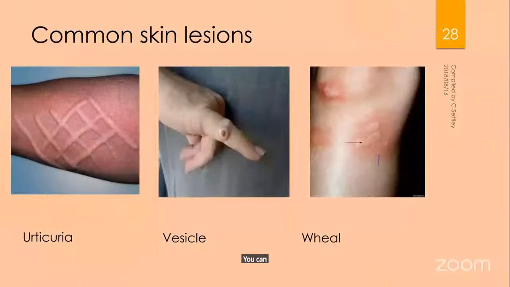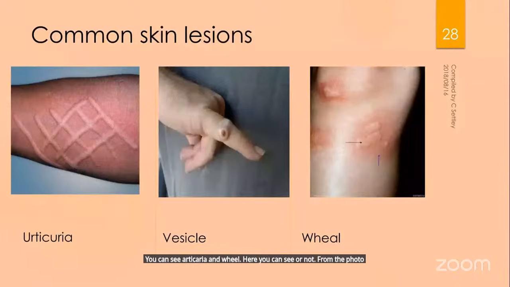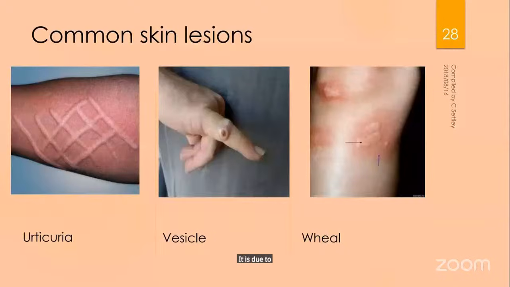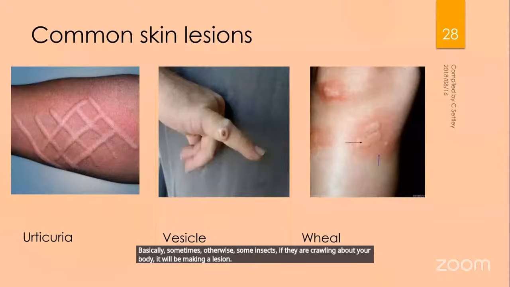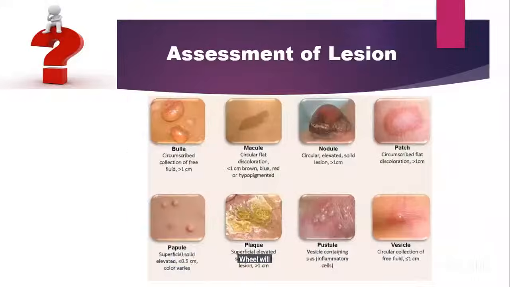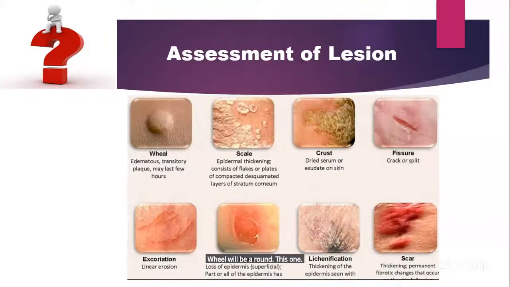You can see urticaria and wheal. Here you can see or not. From the photo, it is identifiable, the same. Urticaria is not a simple lesion. It is not a type of basic classification of lesion. It is due to the exposure to some allergic agents. Sometimes some insects, if they are crawling about your body, it will make a lesion in the shape of a line or like that. It is called urticaria. Wheal will be a round, edematous transitory plaque, which may last for a few hours and it will subside on its own.